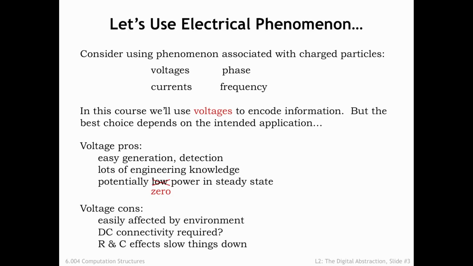However, a voltage-based representation does have some challenges. Voltages are easily affected by changing electromagnetic fields in the surrounding environment. If I want to transmit voltage-encoded information to you, we need to be connected by a wire. And changing the voltage on a wire takes some time, since the timing of the necessary flow of charged particles is determined by the resistance and capacitance of the wire. In modern integrated circuits, these RC time constants are small, but sadly not zero. We have good engineering solutions for these challenges, so let's get started.